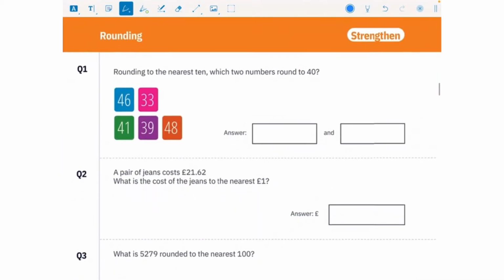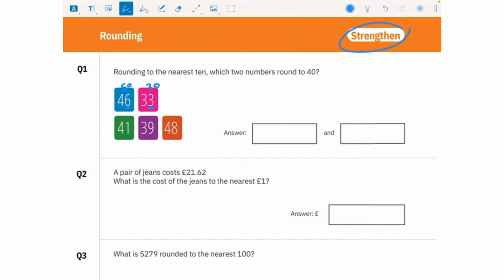Question number 1. So we're on strengthen now, slightly more challenging. Rounding to the nearest 10, which 2 numbers round to 40? So 46 would round up to 50 because the 6 tells us to round up. 33 would round down to 30. All I'm doing is checking the ones column. If it's 5 and above, it will round up, and if it's 4 and below, it will round down.